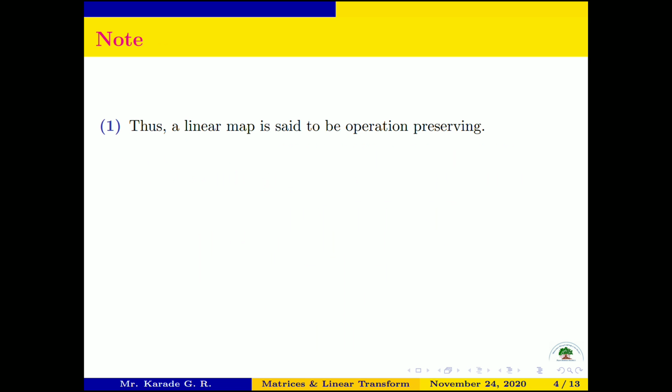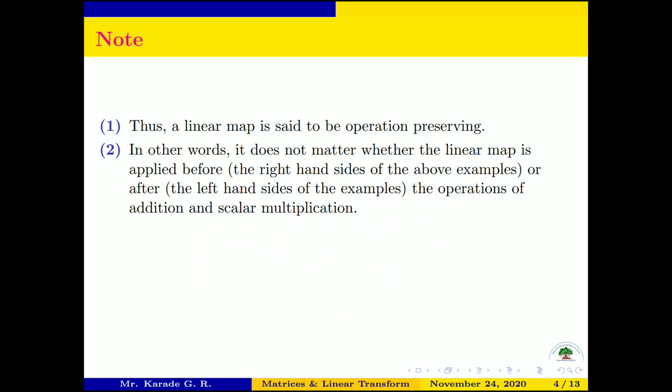Similarly, in the second condition, L is operating on scalar multiplication of a vector in the domain, and on the right hand side it is also a scalar multiplication, but that scalar multiplication is from the codomain. Therefore, the linear map is said to be operation preserving. In other words, it does not matter whether the linear map is applied before or after the operation of addition and scalar multiplication.